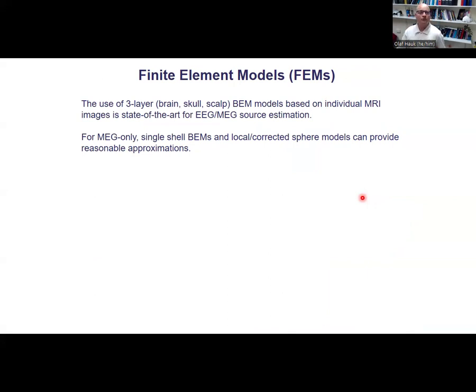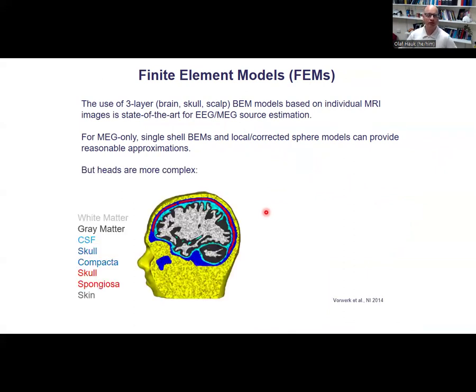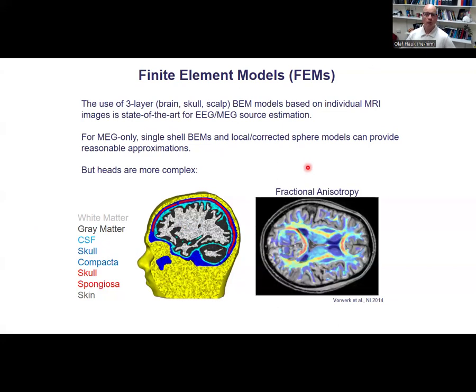So maybe a couple of words on this finite element model. As I said, 3-layer BEM models are very much the standard, I would say, state of the art in EEG, MEG source estimation if you don't have any special requirements. And for MEG only, you can even use single shell BEMs. But reality is always more complicated. So as we can see here, you have various different tissue types in the head. This is only a small overview here. And they all have different conductivities. It could even be more complicated.